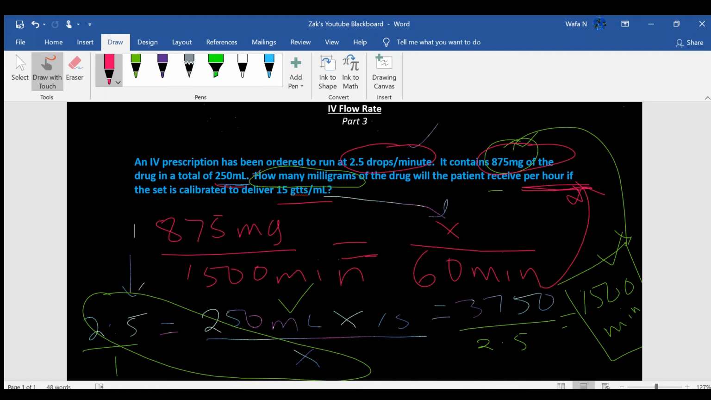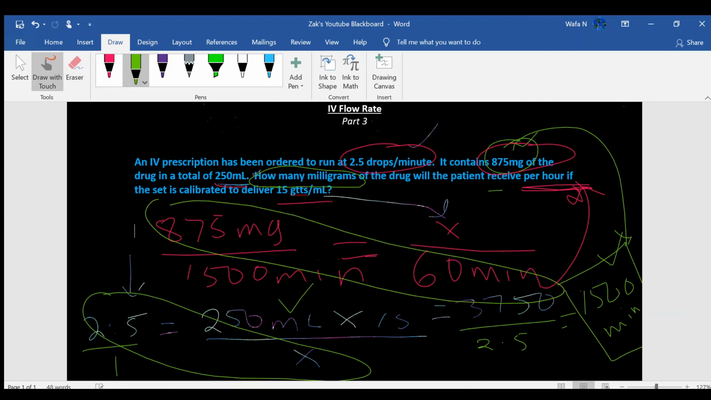We would not have known this 1,500 had we not gone through the IV flow rate process that we did in the previous problem. But this is getting more complicated. It's not asking us to find a solution to the IV rate. It partially does, but the question clearly asks how many milligrams would it be per hour. That hour is the 60 minutes, and this is therefore very straightforward. We're going to cross multiply, and then divide by 1,500.